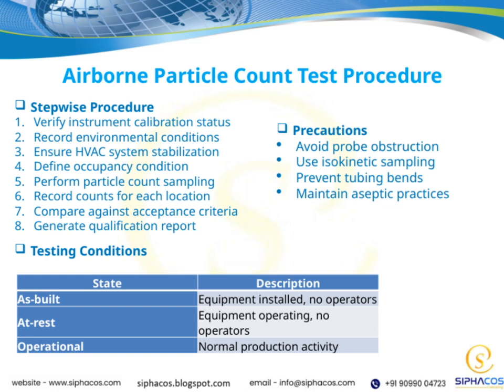We also define the occupancy condition, whether the area is occupied or unoccupied during testing. Following that, we perform the particle count sampling at each designated location, making sure to record the counts accurately. We then compare these counts against the acceptance criteria established for your specific environment. Lastly, we generate a qualification report summarizing all the findings.